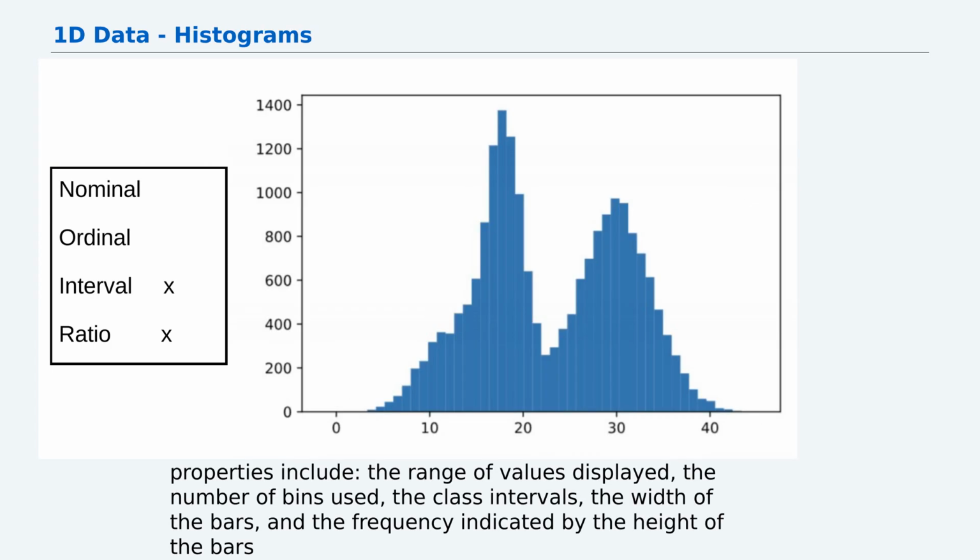We all know histograms. Histograms summarize the distribution of continuous data, typically interval or ratio measurements, by grouping values into adjacent bins. Key choices are the range, number of bins, class intervals, and bar width. The bar height shows frequency or density. Read a histogram for center, spread, skew, modality, and outliers. For example, this plot clearly shows 2 peaks, a bimodal distribution.